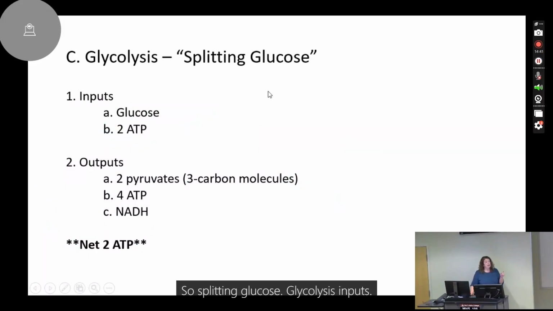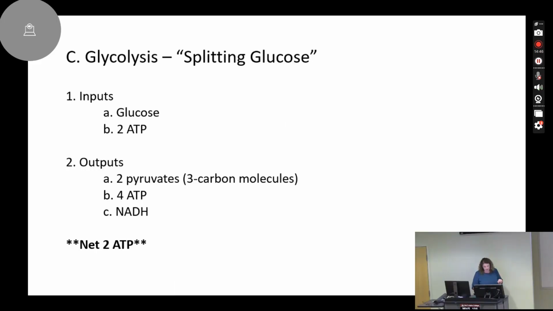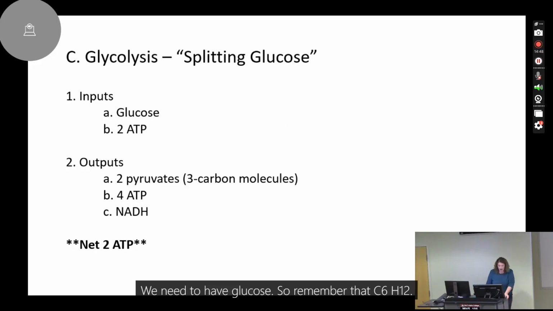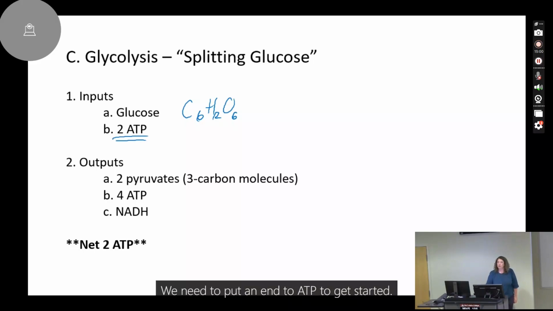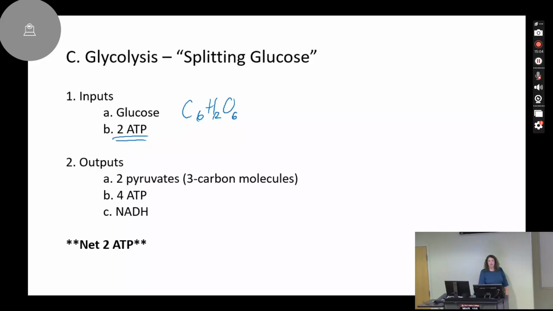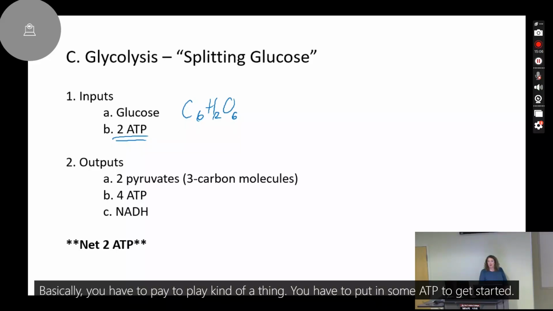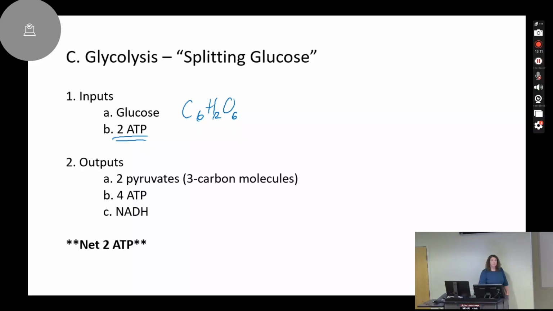So, splitting glucose, glycolysis, inputs. We need to have glucose, so remember that's C6H12O6. And this is a little weird, we need to put in 2 ATP to get started. Basically, you have to pay to play. You have to put in some ATP to get started.